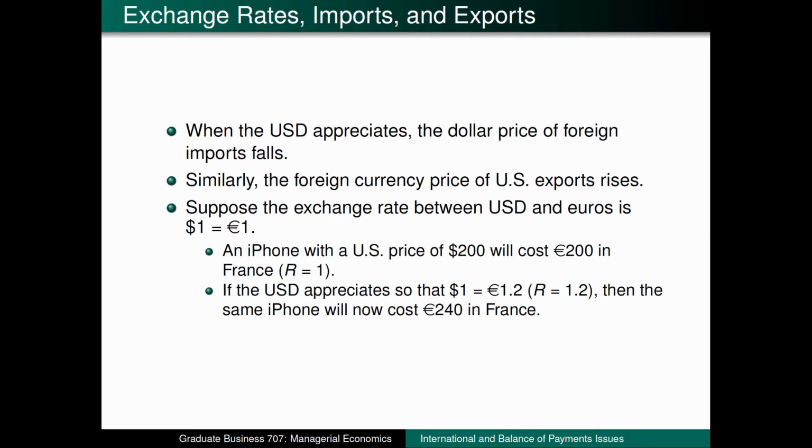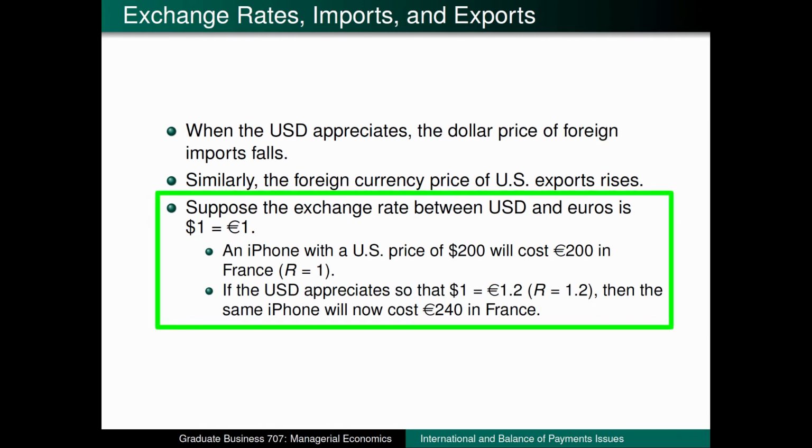So how does a weaker or stronger dollar affect net exports? When the dollar appreciates, foreign products become cheaper. At the same time, American products become relatively more expensive. For example, let's suppose that the exchange rate between the dollar and the euro is 1-to-1, or in other words, R equals 1. If this is the case, then a $200 phone in the US would also cost 200 euros.